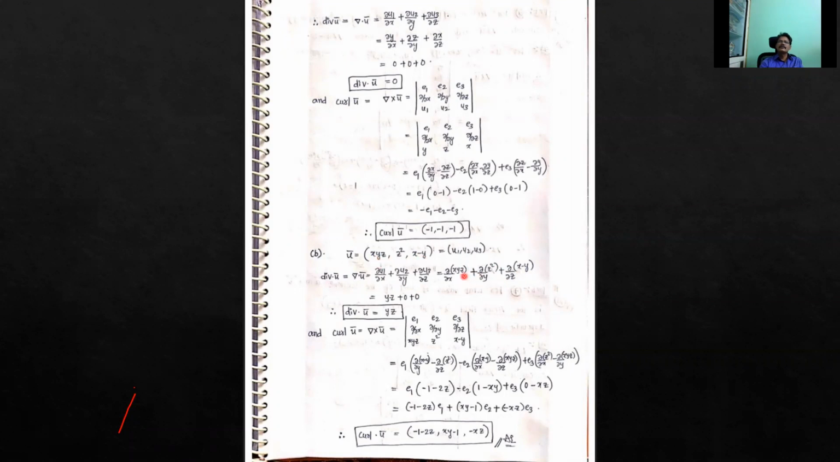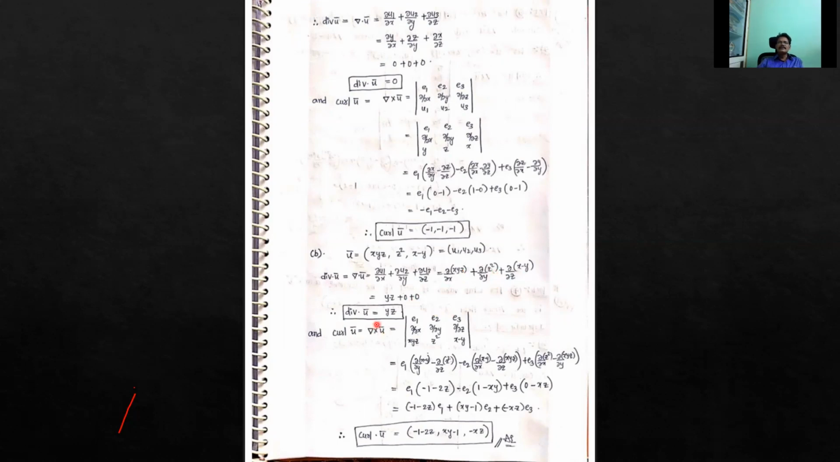You know that the partial derivative of x y z with respect to x is y z into 1, y z. Here z square is constant, differentiating with respect to y, the partial derivative, that's why z square is constant, you get 0. And here it is a partial derivative with respect to z, x and y are constant. So the derivative of x minus y is 0. You know that the derivative of a constant is 0. So the divergence of u bar is equal to y z.